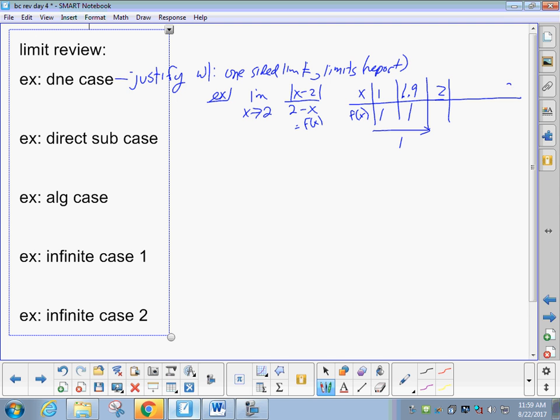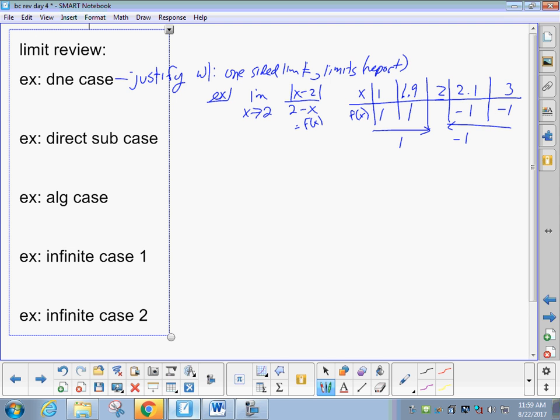For example, 3, then 2.1. If I put in 3, what do I get in the top? 1. What do I get in the bottom? And so the quotient is -1. In fact, you're going to get -1s again. If the left-hand and right-hand limits are not agreeing, then the limit does not exist.